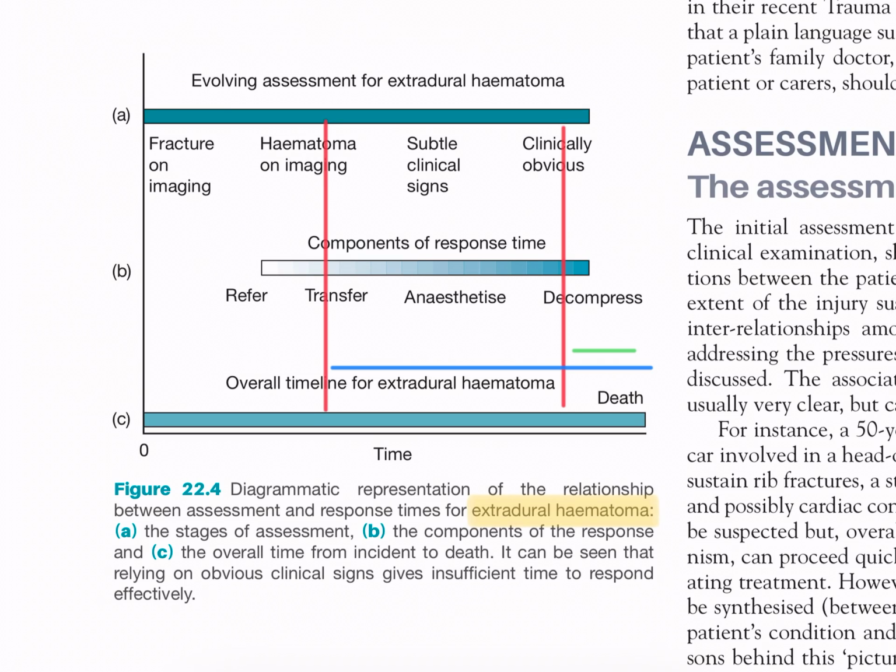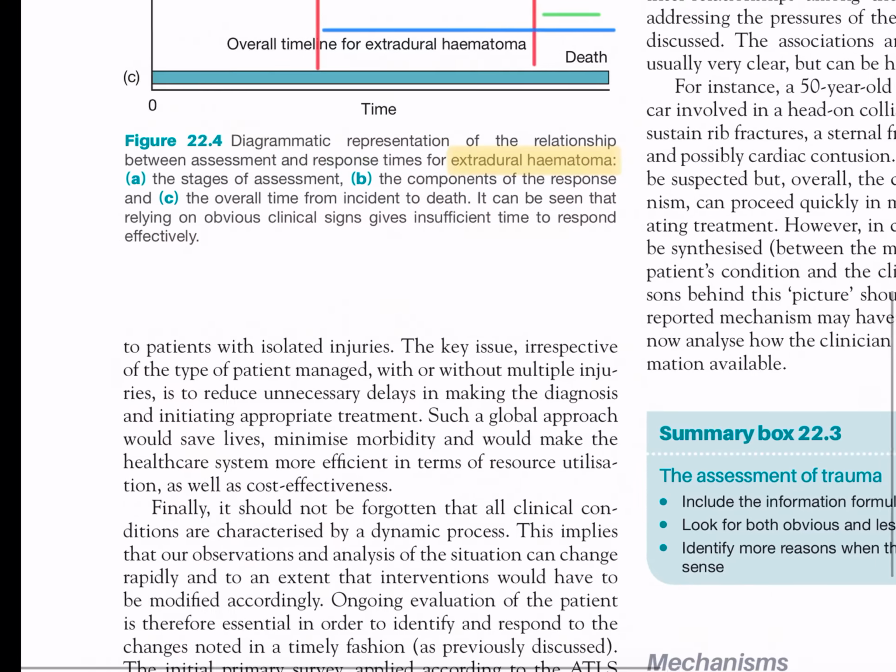So I've marked 2 red lines over here. One is when the hematoma is being seen, the left red vertical bar, where hematoma is seen on the imaging. So we get more time till the death. That's the blue horizontal line. Whereas if the symptoms are clinically obvious and at that time we diagnose and then do the treatment, then there is not much time before death commences. That's the green horizontal bar. So it's always beneficial to do a scan and get ahead so that treatment can be done and intervention will help to save the life of the patient.